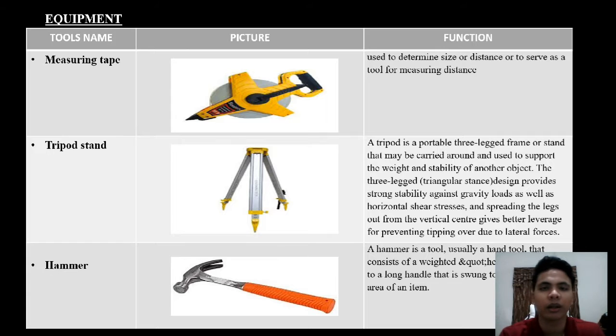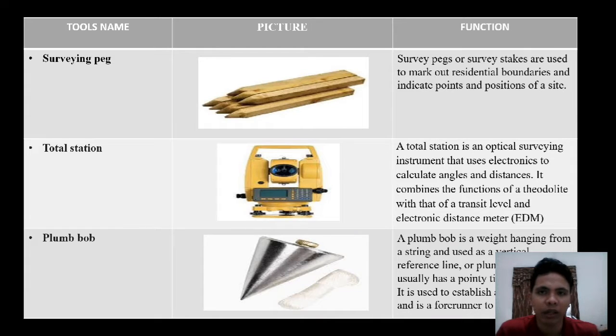And then the third one is a hammer. A hammer is a tool, usually a hand tool, that consists of a weighted head attached to a long handle that is swung to impact a small area of an item. Let's move on to the next slide. And the fourth one is the surveying peg. Survey pegs or survey stakes are used to mark out residential boundaries and indicate points and positions of a site.